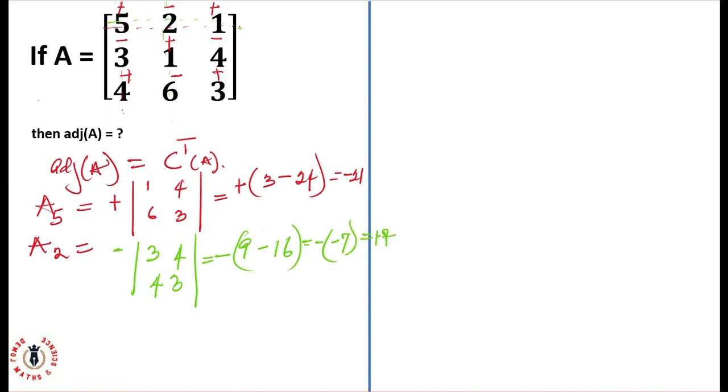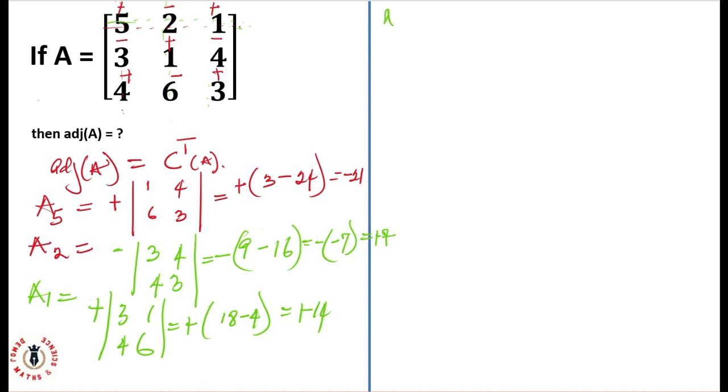Now we'll do the same thing for A1. That means we'll be picking all of row 1 and the third column. The sign on A1 is positive. That'll come from 1, then I have 3, 1, 4, and 6. That equals plus 3 times 6, that's 18, minus 4, which equals plus 14.